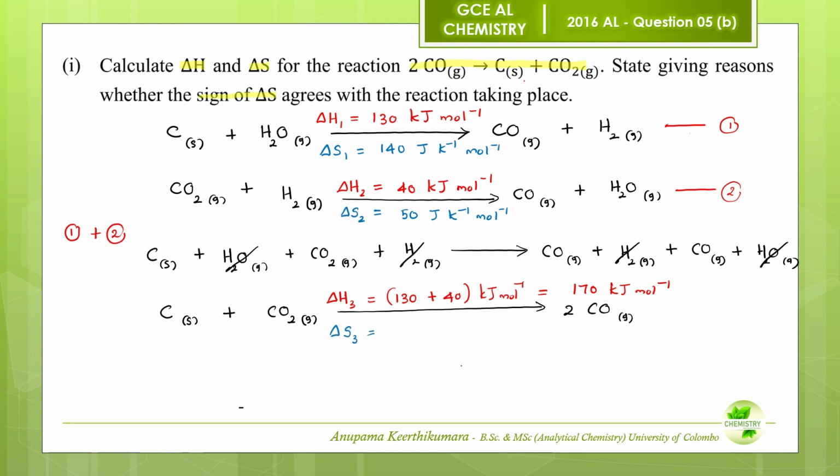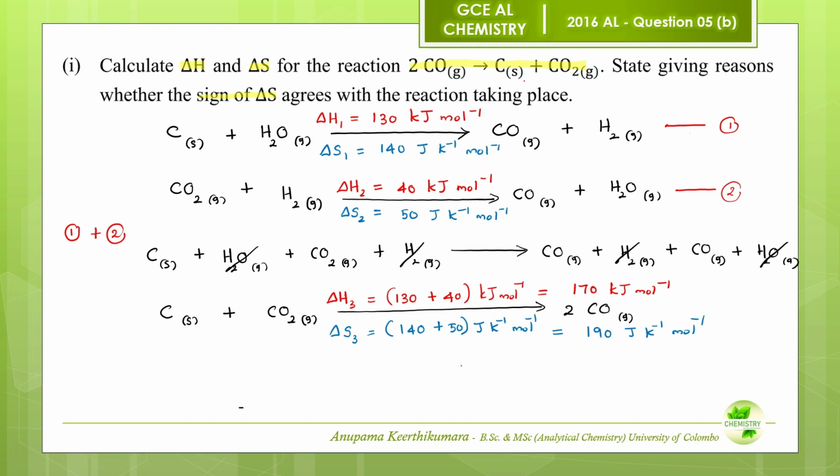Next, we need to calculate the entropy change of this new equation. For that, we need to add entropy change of the first reaction and the entropy change of the second reaction. Or in other words, delta S3 equals delta S1 plus delta S2. We can write 140 plus 50 joules per Kelvin per mole. Therefore, entropy change of this equation is 190 joules per Kelvin per mole.